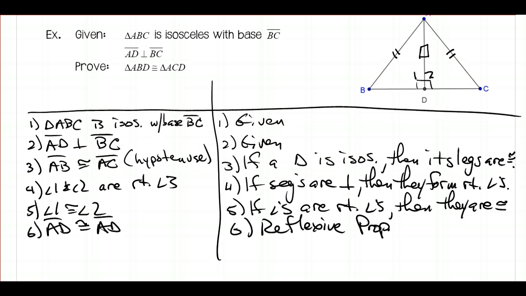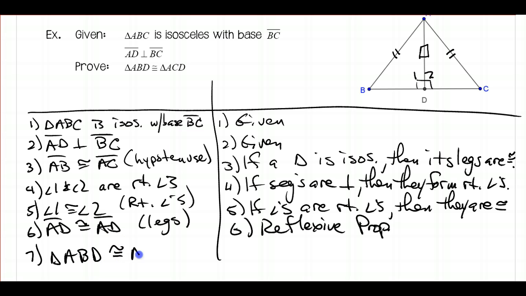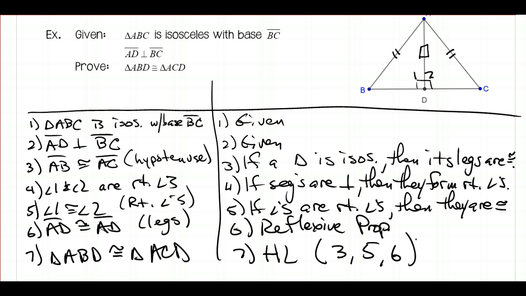And there's the hypotenuse. These are my right angles. This is a pair of legs. It's reflexive. So now I have enough to say that triangle ABD is congruent to triangle ACD by hypotenuse leg, and our steps were 3, 5, and 6.